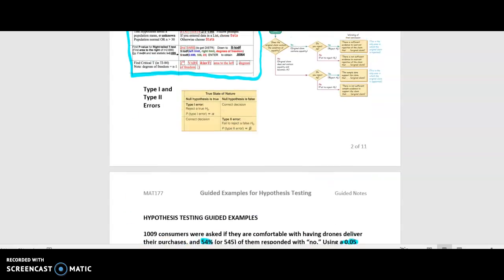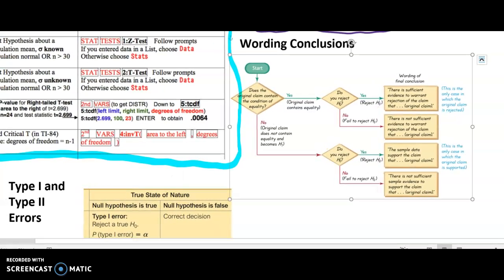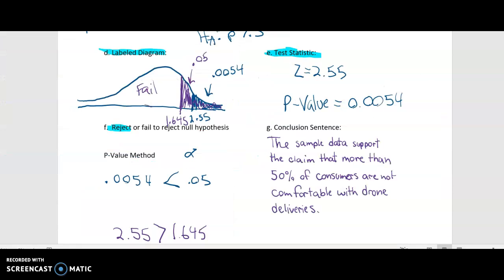Let's determine our conclusion sentence. So we can look at our diagram for wording conclusions, and we have here, does the original claim include the condition of equality? No, it didn't. It had a greater than sign. And then did we reject? We sure did. So we're going to use the wording of the sample data support the claim that, and fill in our original claim. In conclusion, we can say the sample data support the claim that more than 50% of consumers are not comfortable with drone deliveries.